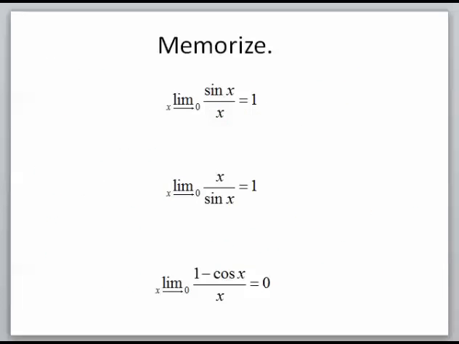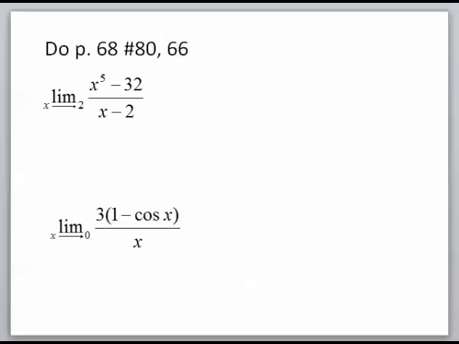These are some of the limits that we're going to have to memorize. They've been derived by someone else, and we just need to memorize them. So anytime we have the limit as x approaches 0 in all three of these cases, and we have the sine of x over x, we're going to know the answer is 1. Or if we have the reciprocal of that, it's still 1. Or if we have 1 minus cosine x over x, it's equal to 0. So we're going to use those concepts some in these next problems.